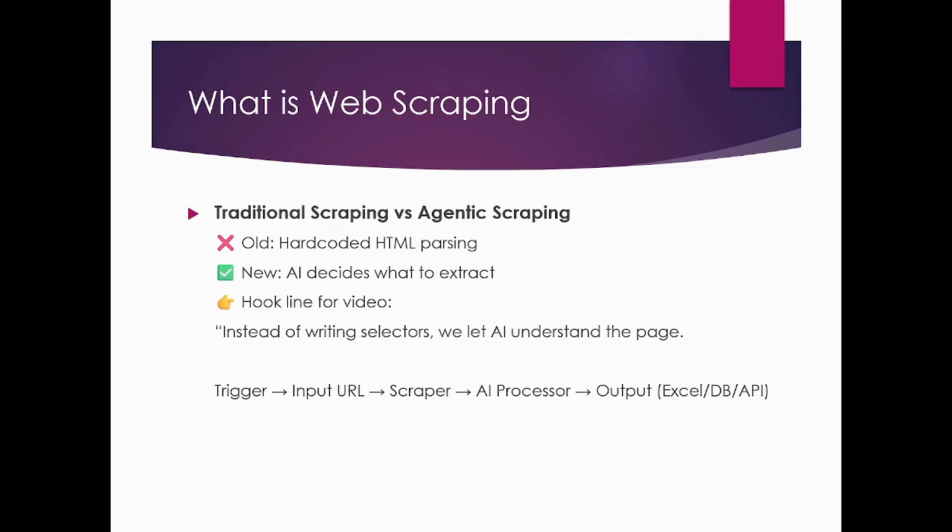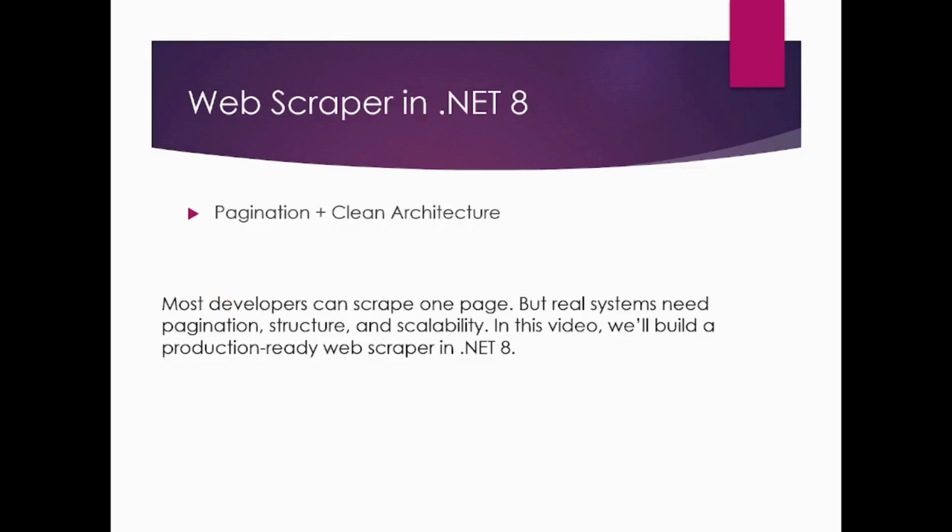So how it works: triggering, then input URL. You take a URL and the scraper AI processes it. We will show that in the upcoming days, but it is a big 8 to 9 video series. Please go through that. So let's move to the basics.